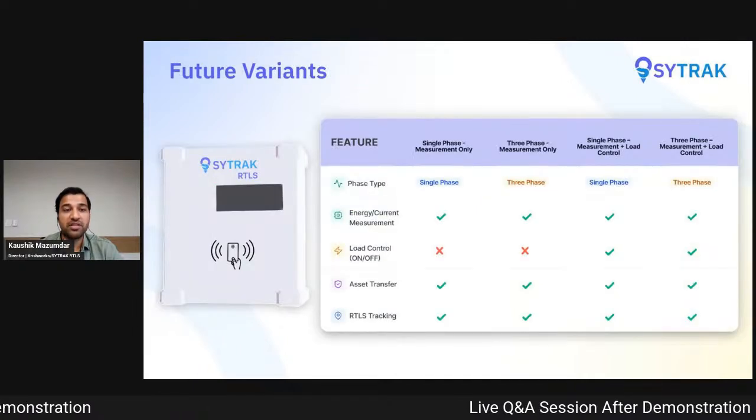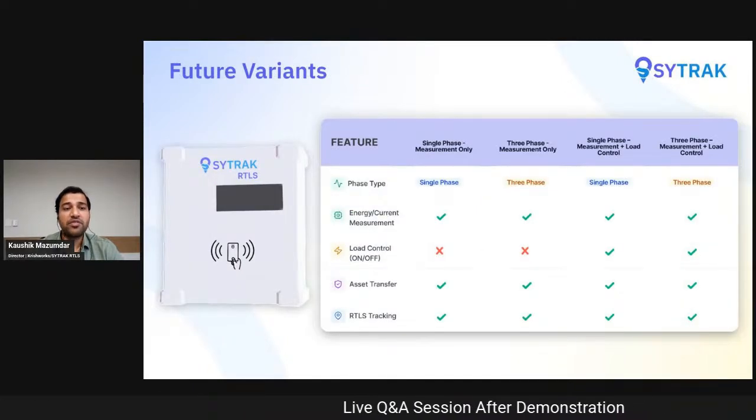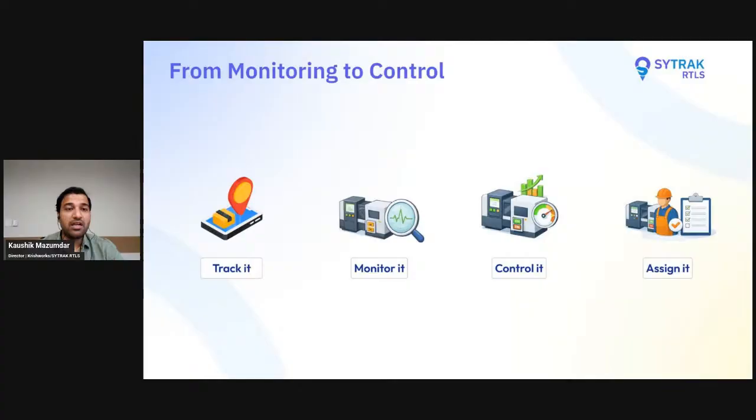who is responsible. There are a few variants of the product related to phase, like single phase measurement or three phase measurement, as well as whether load control is required or not required. Some industries may not require load control. So thereby we have a few variants of the products. So we go from monitoring to control, for tracking, monitoring, controlling, and assignment of an asset in real time.